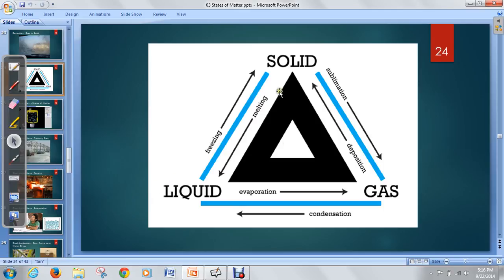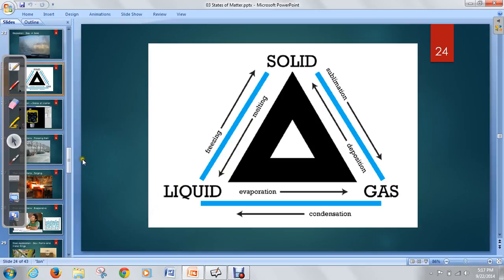This is called a state of matter transition triangle. It shows what each term is for each change of phase. So for example, if I'm going from a liquid to a solid, that's called freezing. Going from solid to liquid, that's called melting. Going from liquid to gas, that's evaporation, and so on. So you should know all 6 of these transitions on the transition triangle, what the word is for going from each state to the other.